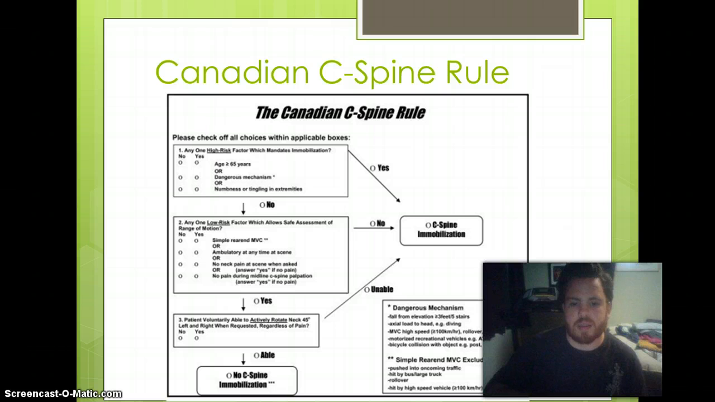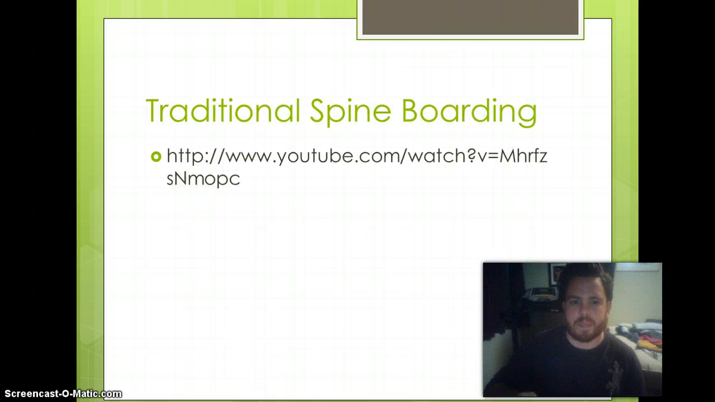So this is the big bulk of the presentation, or what I would focus most significantly on when going through the material. I've next put a picture of a traditional spine boarding, which we could also describe as immobilization in an effort to reduce further injury.